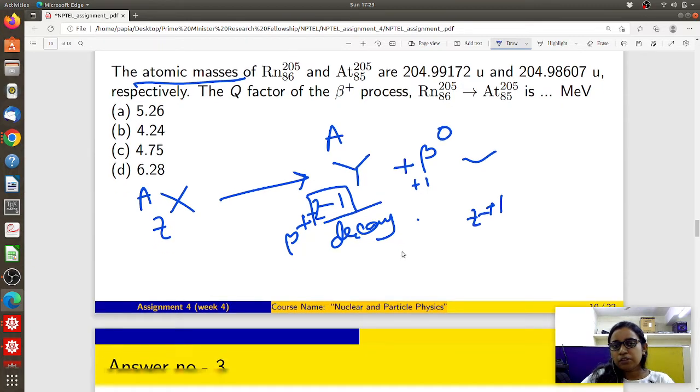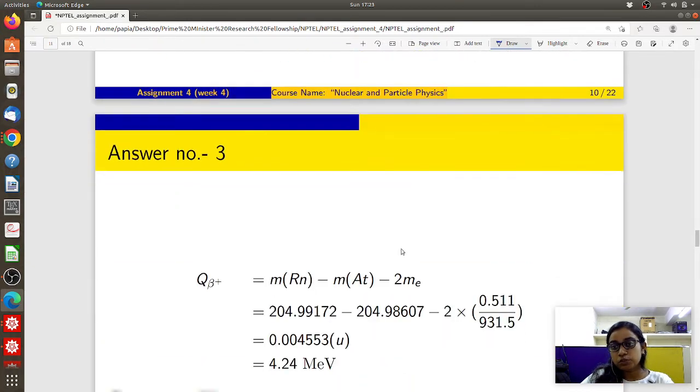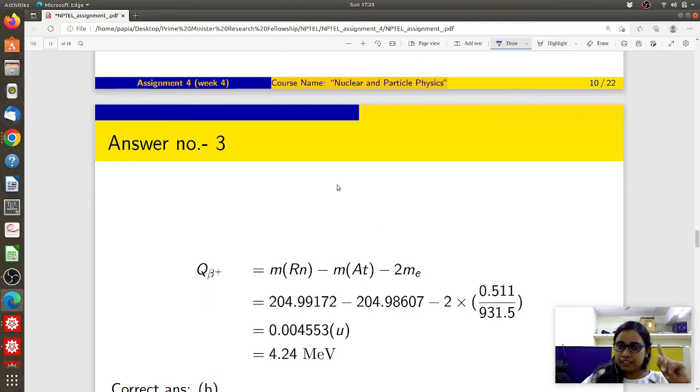So now coming to the Q factor of that equation, and it should obviously be in atomic mass, not in nucleus mass. Okay, so it should be in atomic mass. So the expression for Q beta plus for beta plus decay in terms of atomic masses is nothing but MaRn minus MaAt minus 2 into Me. Why is it 2 into Me?